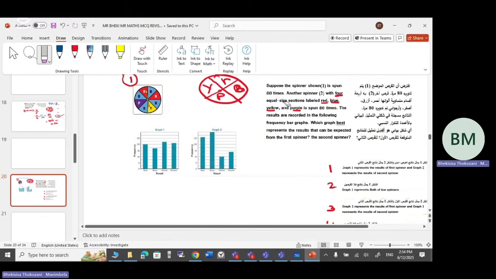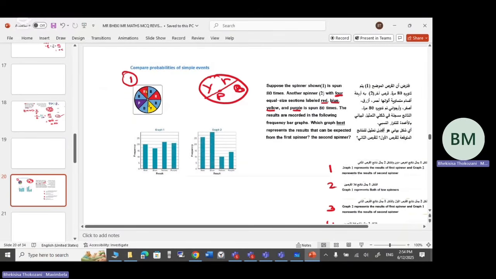Okay, guys. So now, make sure my spinner looks nice. Oh, okay. It's supposed to be something like that. Okay, so now the results are recorded in the following frequency bars below. Which bar best describes the result that can be expected from the first spinner, from this spinner here, and the second spinner, which is this spinner here. This is spinner number 2.